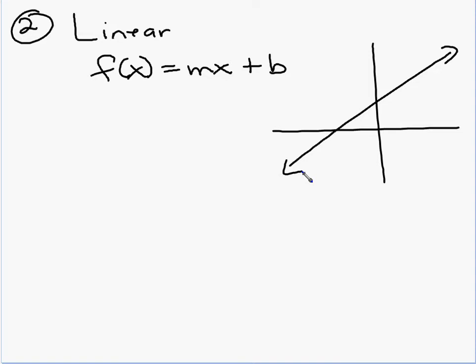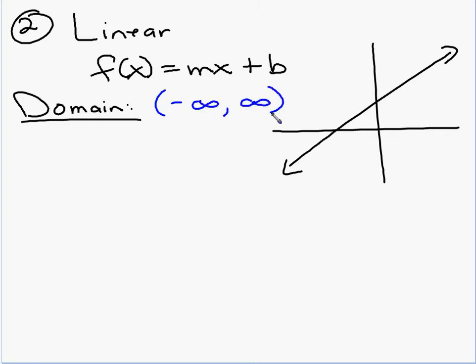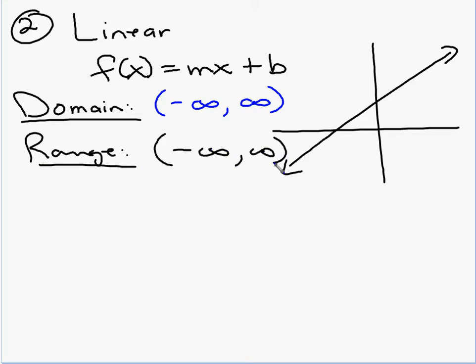Now, let's say something about it. What is the domain? Isn't it everything? Negative infinity to positive infinity. What's the range? The range is also everything. It's also negative infinity to infinity. Okay?